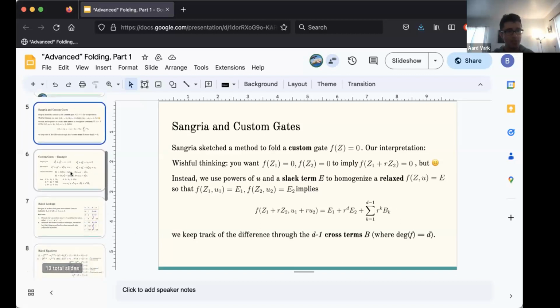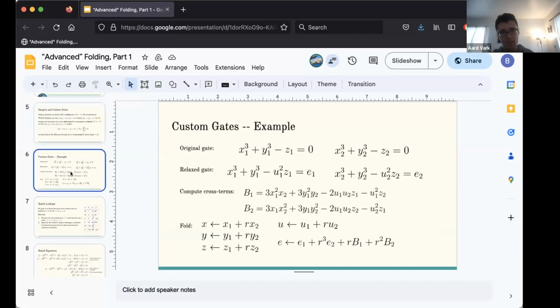So let me just do a simple example. Let's say you have a custom gate that verifies this cubic equation, that verifies x cubed plus y cubed equals z. And now let's say you have two solutions to this equation. So you have two witnesses for your gate. And you want to take some linear combination and say that your linear combination is again a solution to the equation.